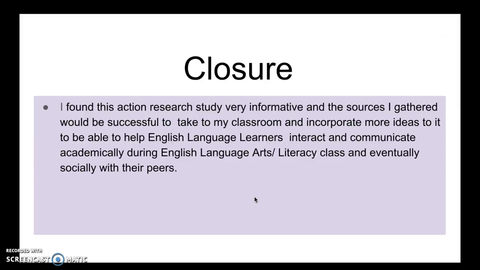And finally, at the end, I found this action research study very informative, and the sources I gathered would be successful to take to my classroom and incorporate more ideas, to be able to help English language learners interact and communicate academically during English language arts class, and eventually socially with their peers.